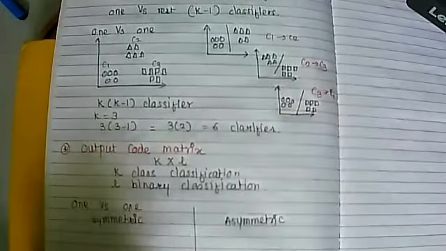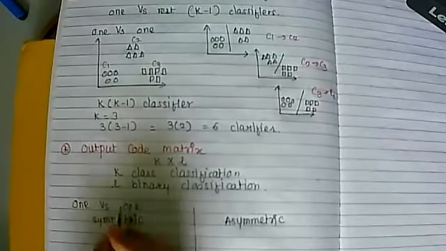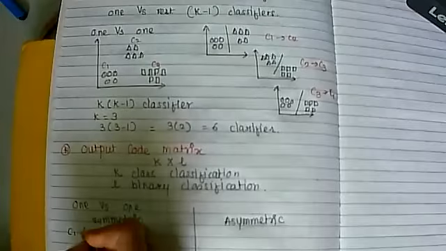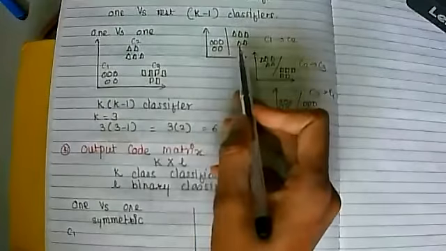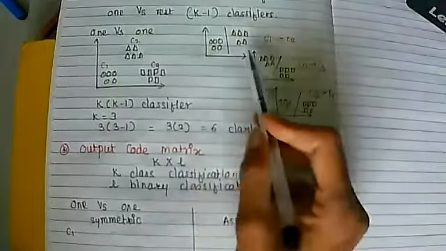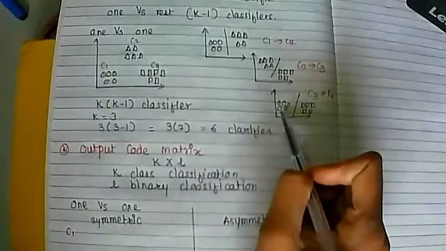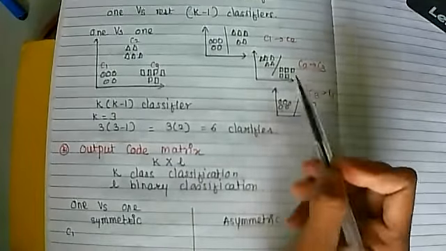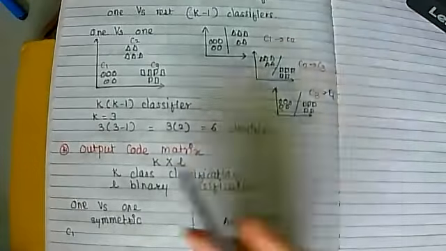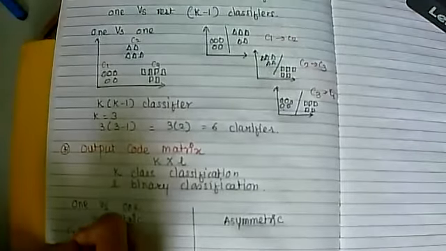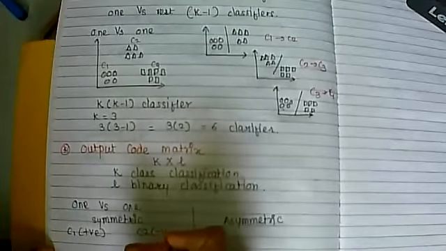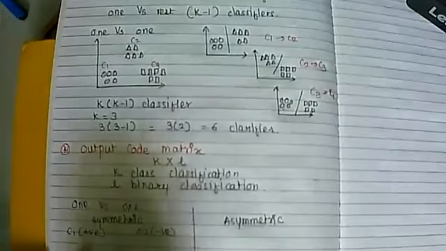Now for symmetric, it is 1 versus 1. So C1 here is positive, C2 is negative. If you consider C1 positive, C2 negative. C1 here is positive, C3 negative. Then C2 is positive, C3 is negative. So we can write here C1 positive and C2 as negative because it is 1 versus 1.